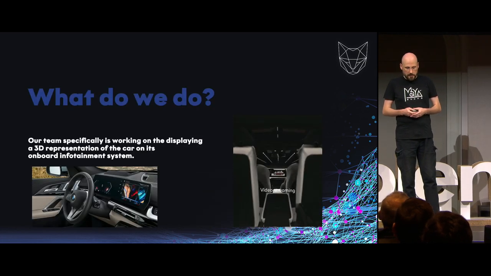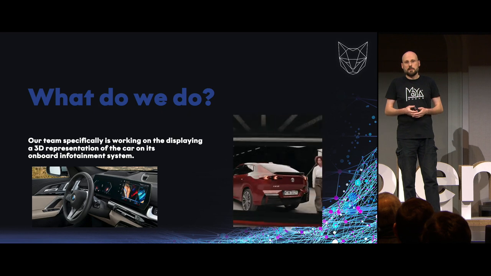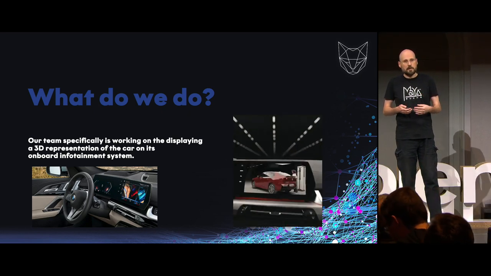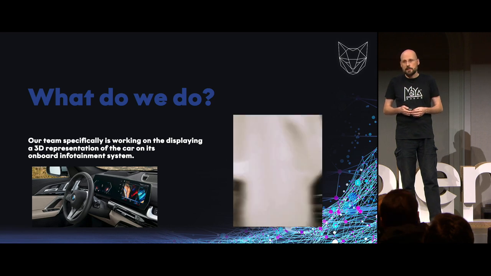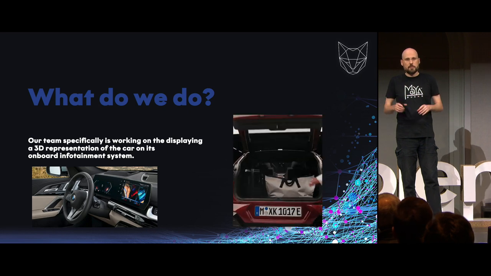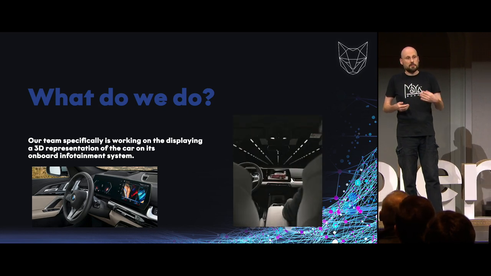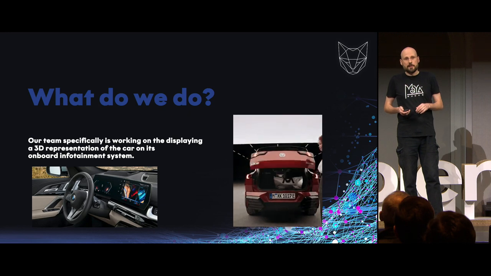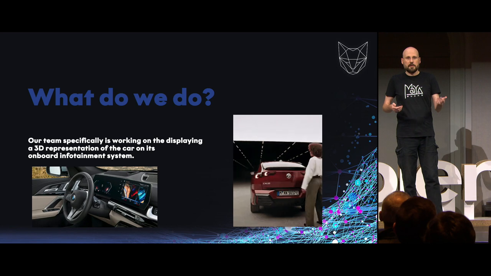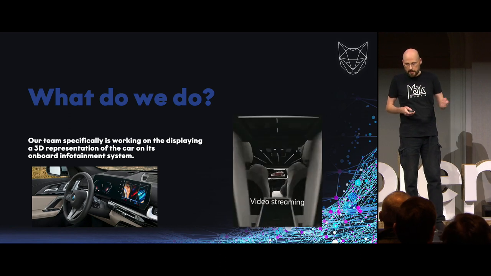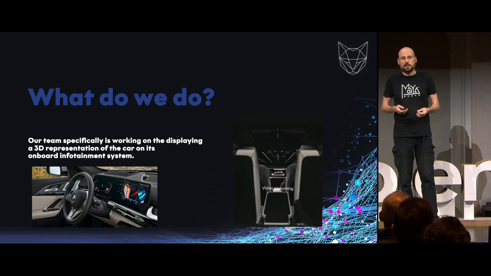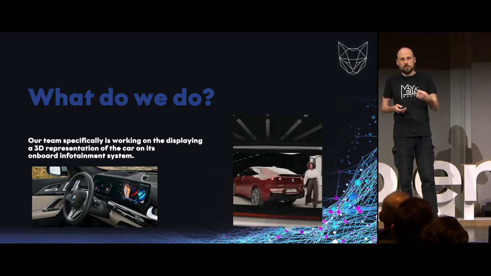So what do we do? Well, we specifically work on the infotainment system inside the car. Which means behind the steering wheel, you have these two giant screens, and there's a 3D representation of that car that shows you if the doors are open, if everybody has put on the seat belts and whatnot. And that hardware in there is automotive grade, which means it runs like a potato, but it's very robust.